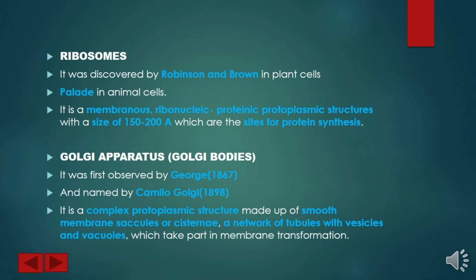Speaking about the cisternae, they are disc-shaped sacs in the Golgi apparatus. And the vacuoles, food vacuoles, these are the cytoplasmic vacuoles. There are many vacuoles: contractile vacuoles, food vacuoles, sub vacuoles, etc.